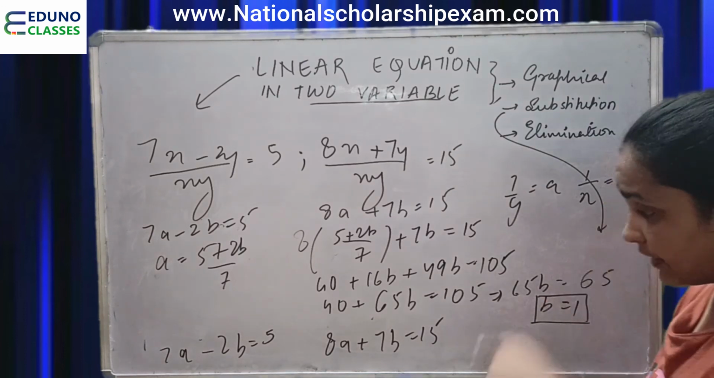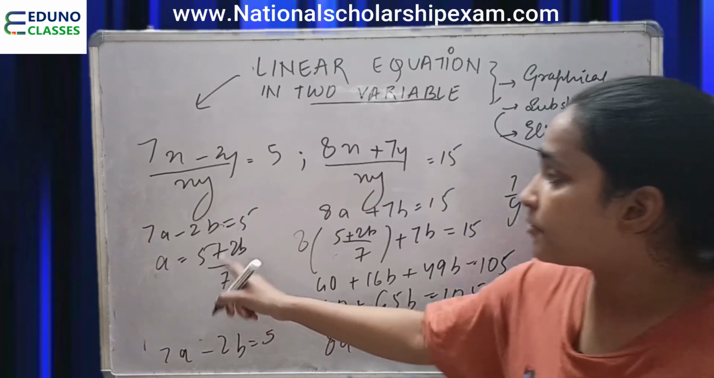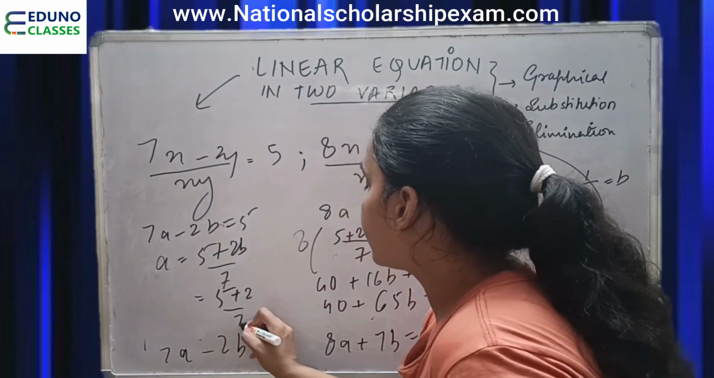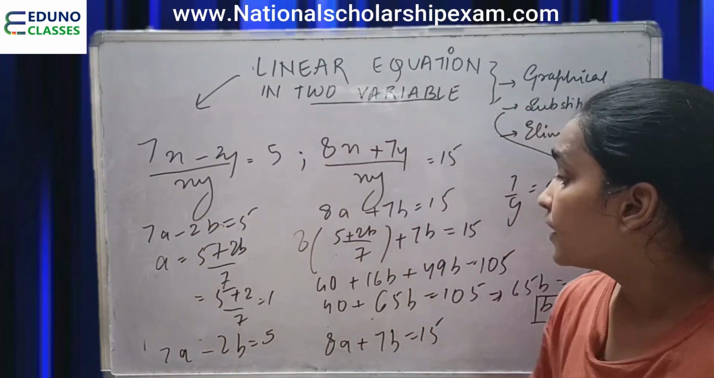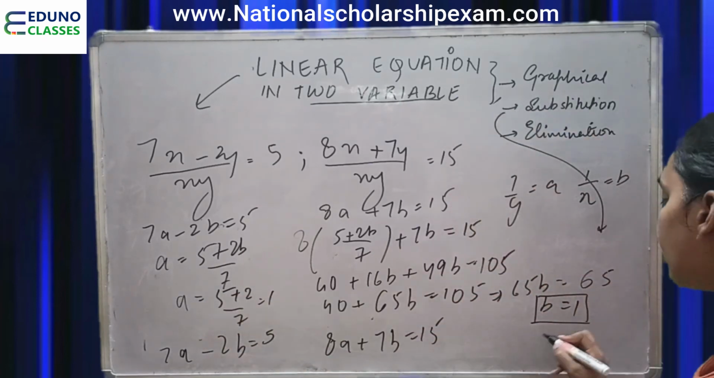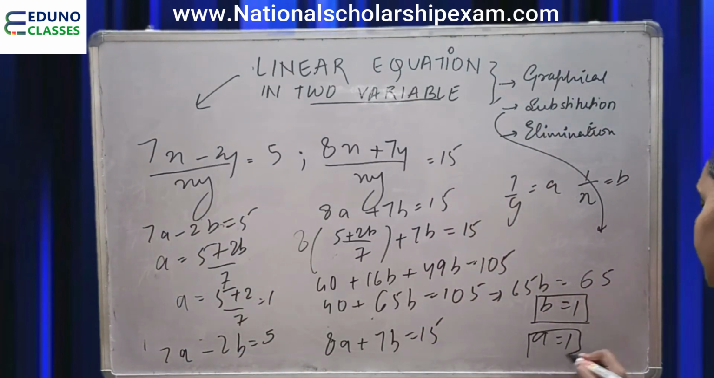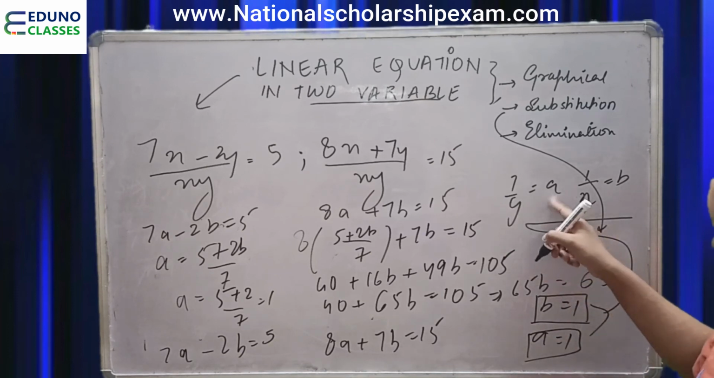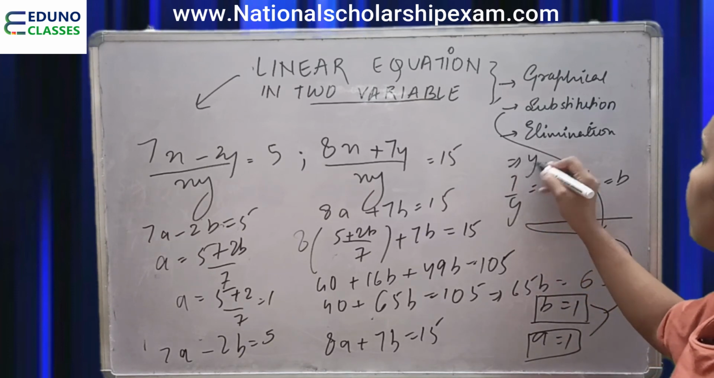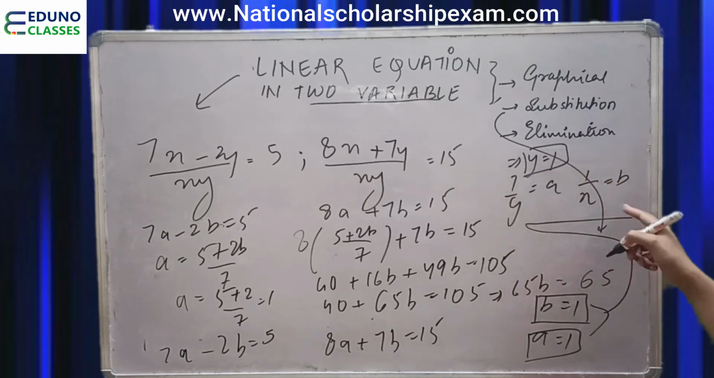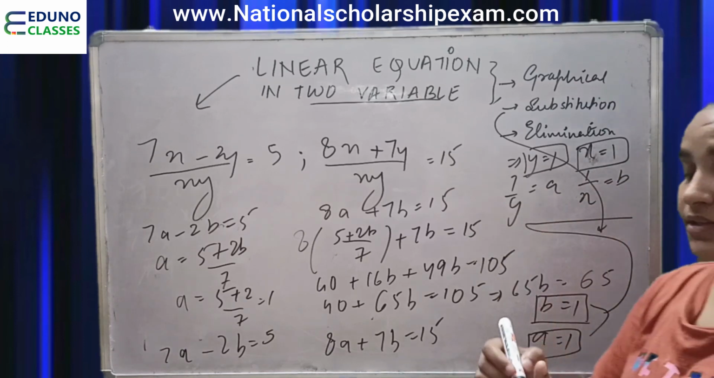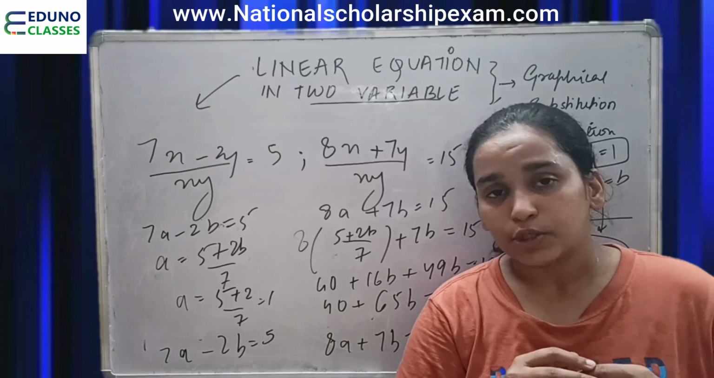Now we know b is 1. So we have to substitute b here. This will become 5 plus 2 by 7, that is 1. Now a is 1 and b is 1. Again substitute them here. a is 1, so y will also become 1 here. And b is 1, so x is also 1. So this is how we solve double substitution questions.